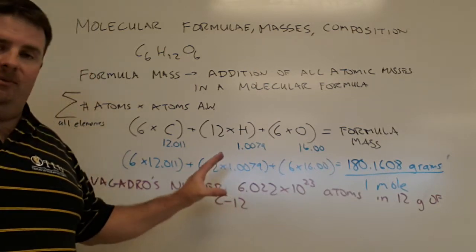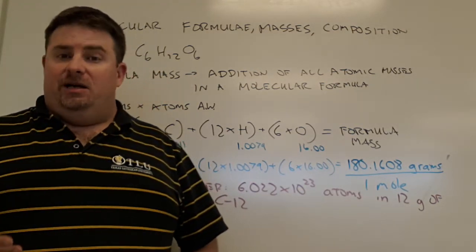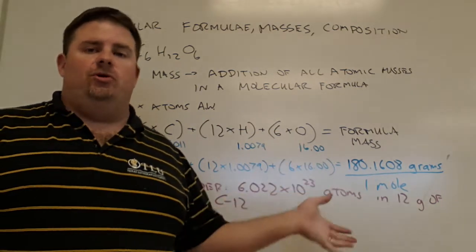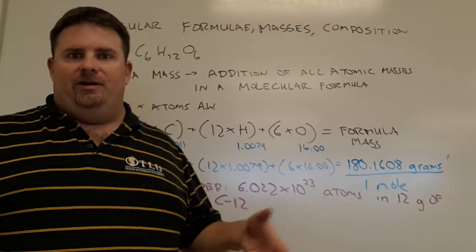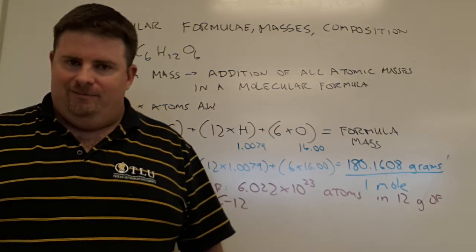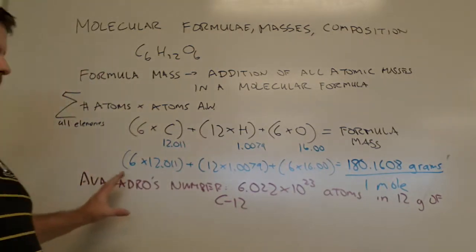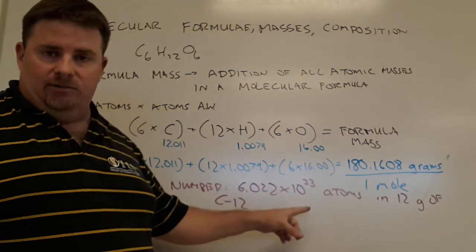You want to look at the atom and say, well, this value that we've got is similar to saying a dozen. If I have a dozen of something, I know I've got 12 of something. If I've got a score of something, I know I've got 20 of something. If I have a gross of something, it means I've got 144 of something. Okay, so the same thing goes on here with the atoms. If I have a mole of something, I'm always going to have this number of atoms.